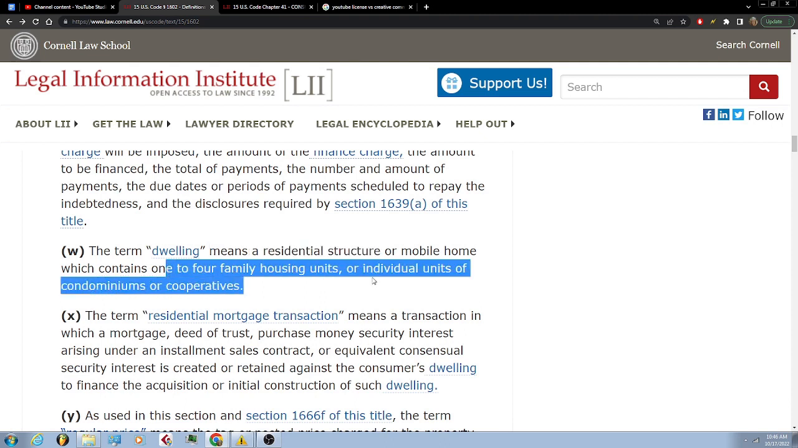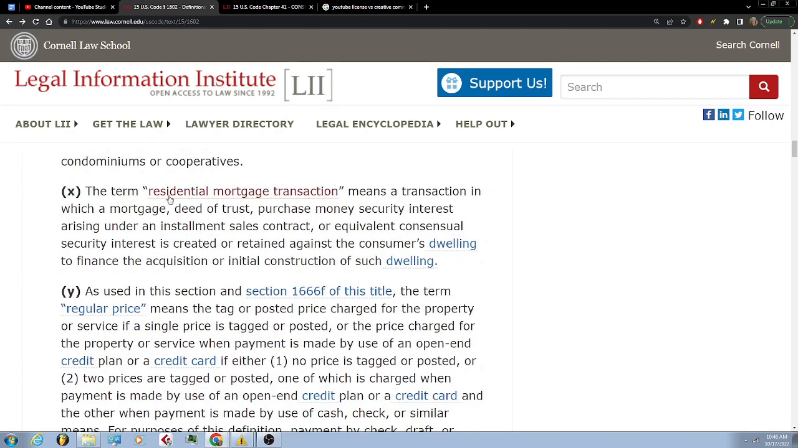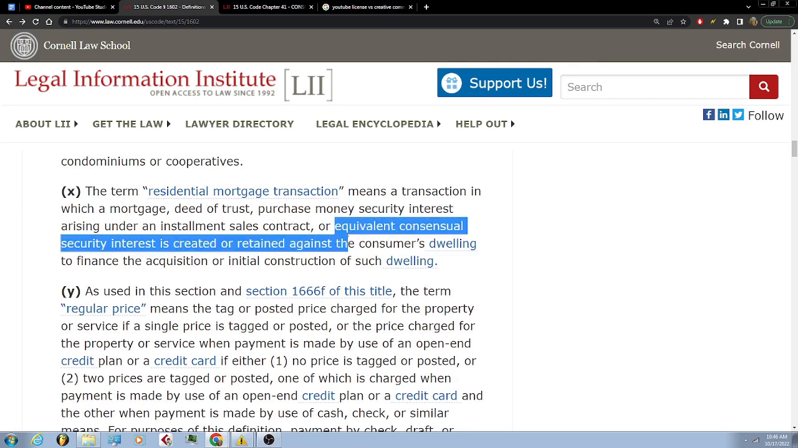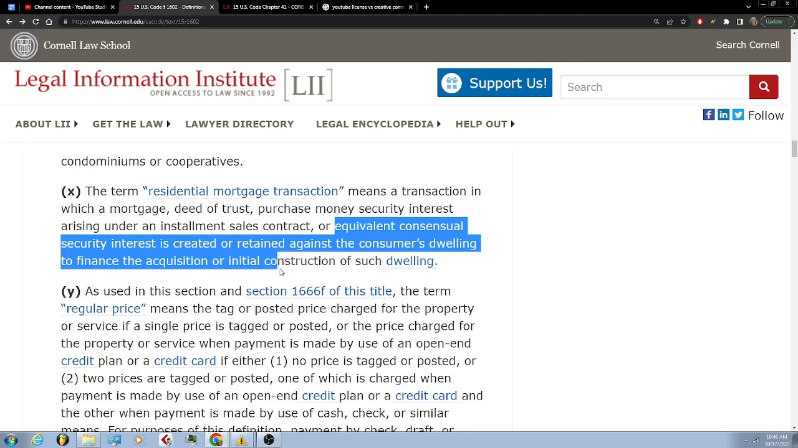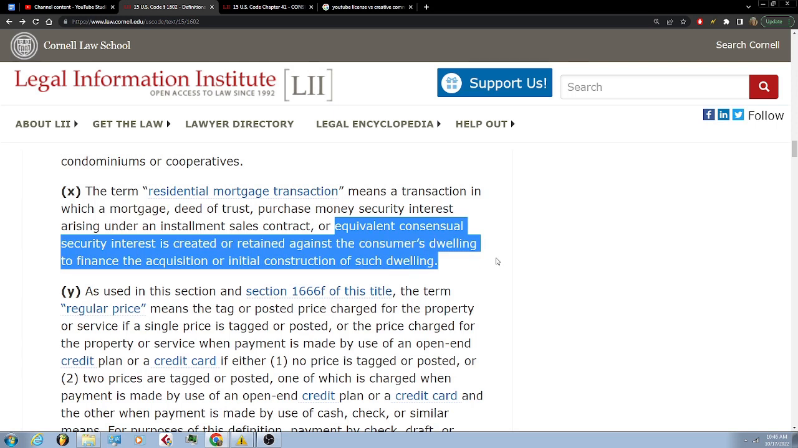W. The term dwelling means a residential structure or a mobile home which contains 1 to 4 family housing units or individual units of condominiums or cooperatives. X. The term residential mortgage transaction means a transaction in which a mortgage, deed of trust, purchase money security interest arising under an installment sales contract or equivalent consensual security interest is created or retained against the consumer's dwelling to finance the acquisition or initial construction of such dwelling.